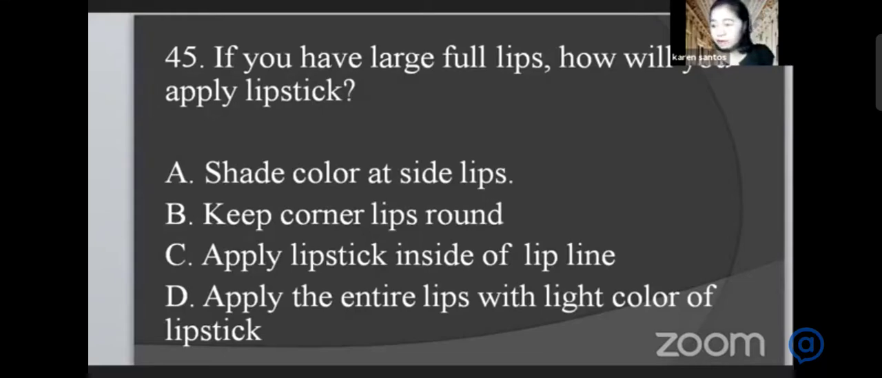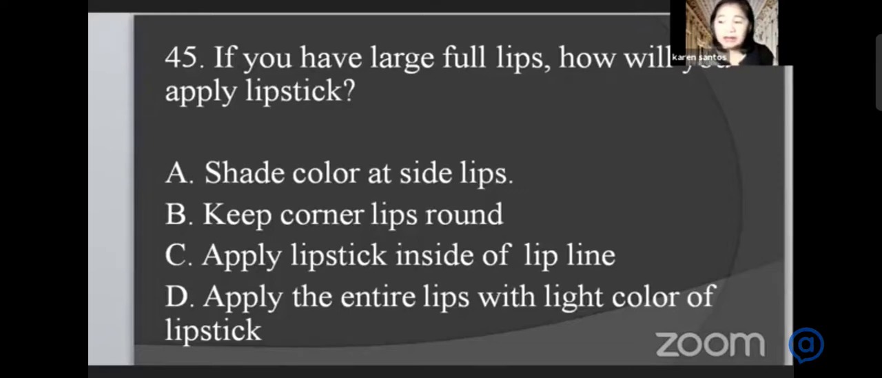So our FB Live viewers answered B, D, and C. So what is the correct answer? Okay, so the correct answer is letter C. So we have to apply lipstick inside the lip line.